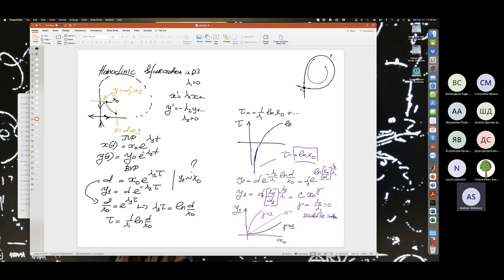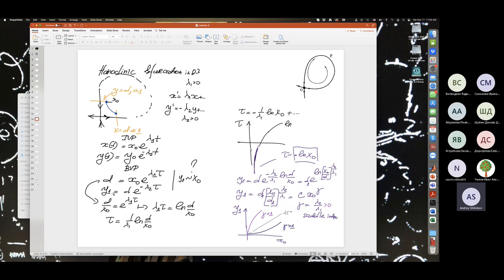So the closer the x naught point is to the incoming separatrix of the saddle, the more time you need to transition from one cross section to another. Which means the closer you stay to the saddle, the longer you will take to transition. Okay, and that's very important, and that's a feature of all homoclinic bifurcations of the saddle, all transitions near the saddle.